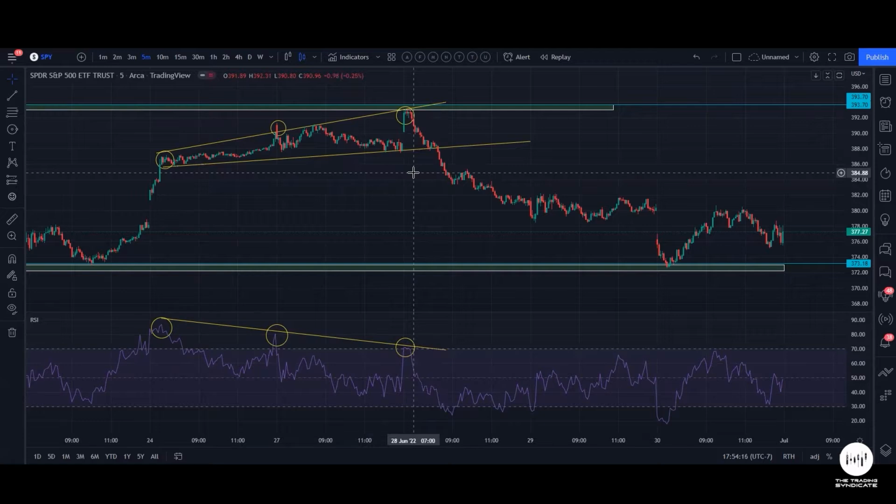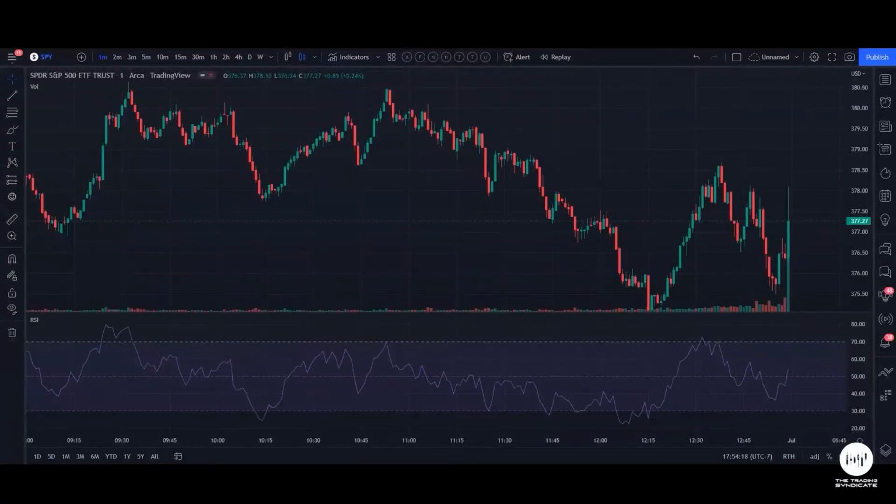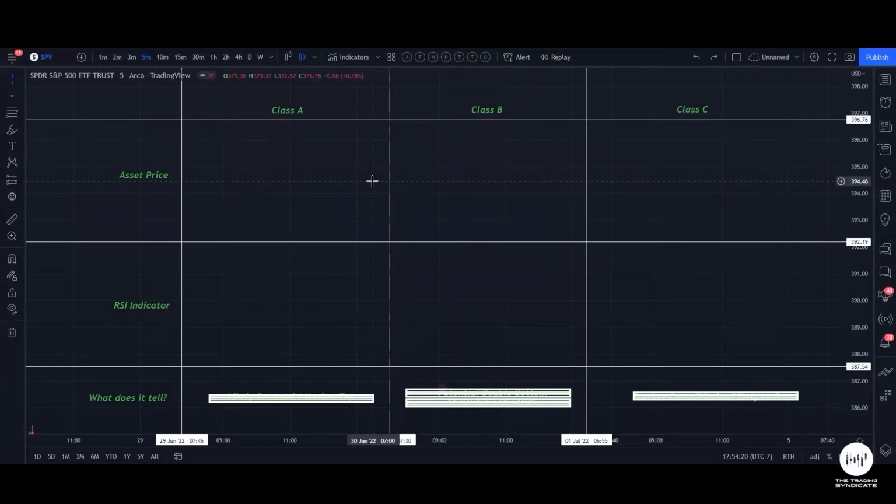Now, there's actually a couple of different classes of divergence. I've got a little chart here for showing you guys the different classes and how we can use each of them. So we have class A, class B, and class C.